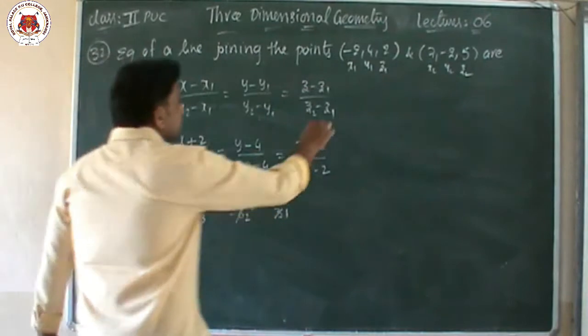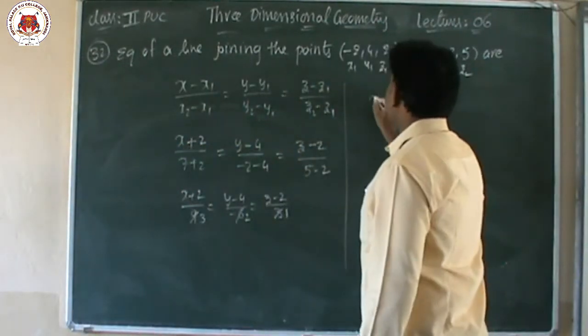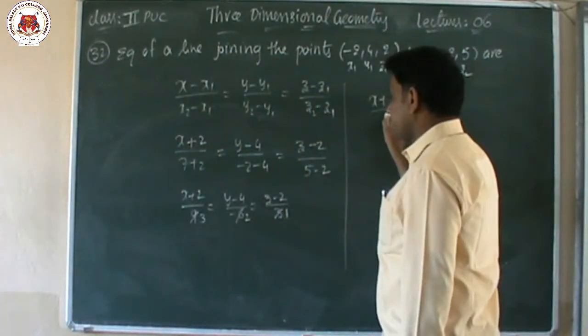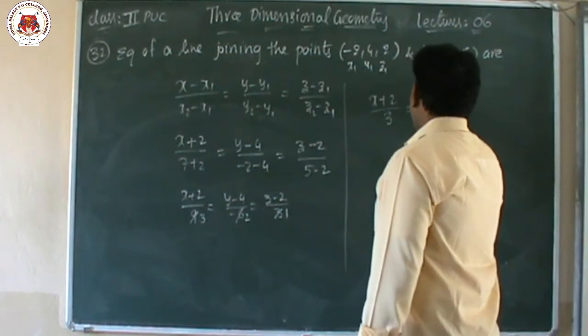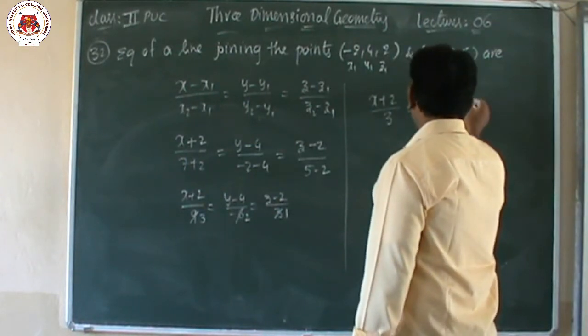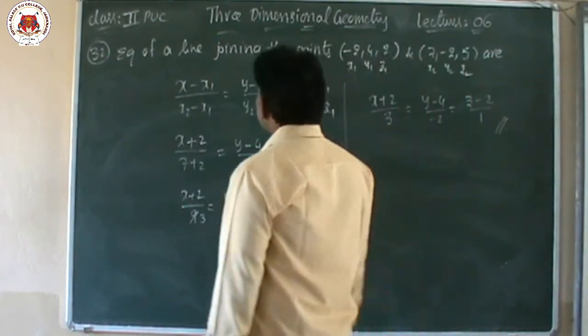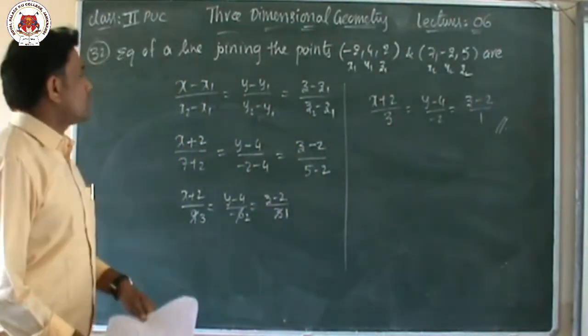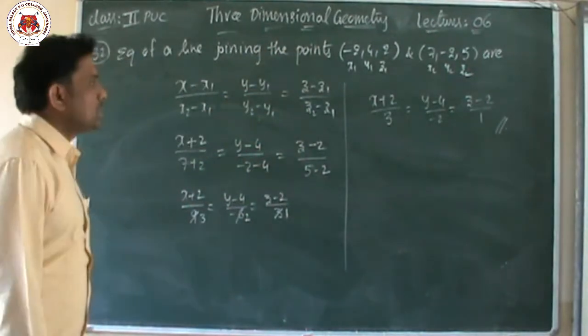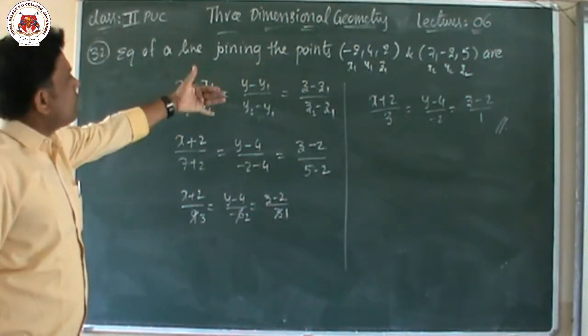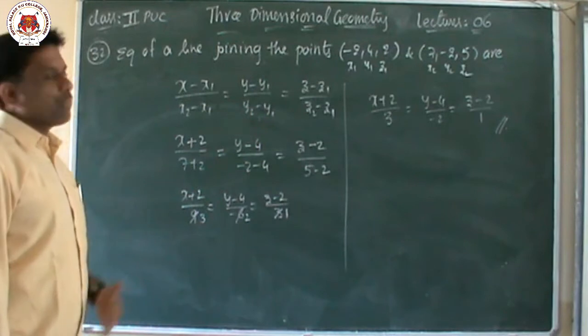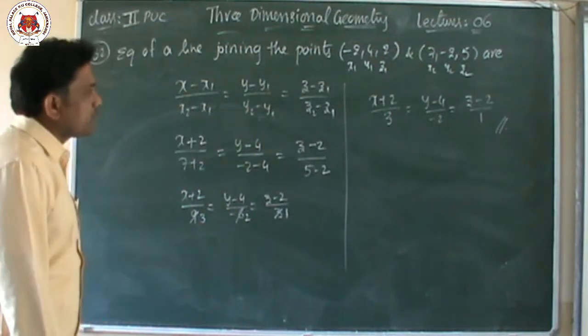Now the required equation of the line passing through 2 points is (x plus 2) by 3 equal to (y minus 4) by minus 2 equal to (z minus 2) by 1. This is the required line equation which is passing through 2 points. Students, the options are given in Cartesian form, that's why I did it in Cartesian form.